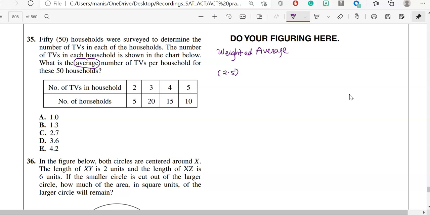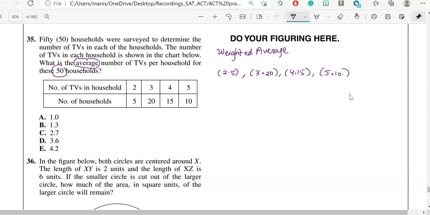So I will do it. It will be 2 times 5. Another one will be 3 times 20. Another one will be 4 times 15, and next is 5 times 10. Now what happens is I will add all of these and I will divide by the total number of households.